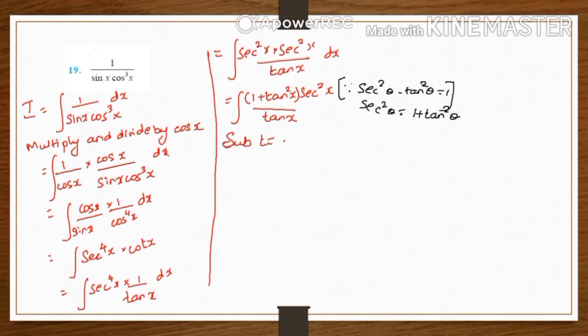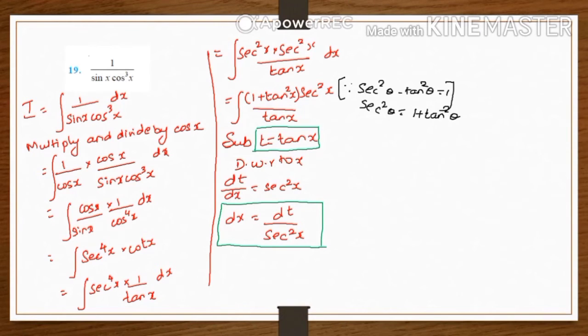Now we can substitute the value. Let us say t is equal to tan x. When we substitute, we have to differentiate that. So differentiating with respect to x, dt divided by dx is equal to secant square x. From this we need the value of dx. So dx is equal to dt divided by secant square x. Let us highlight this and substitute in the previous integral.